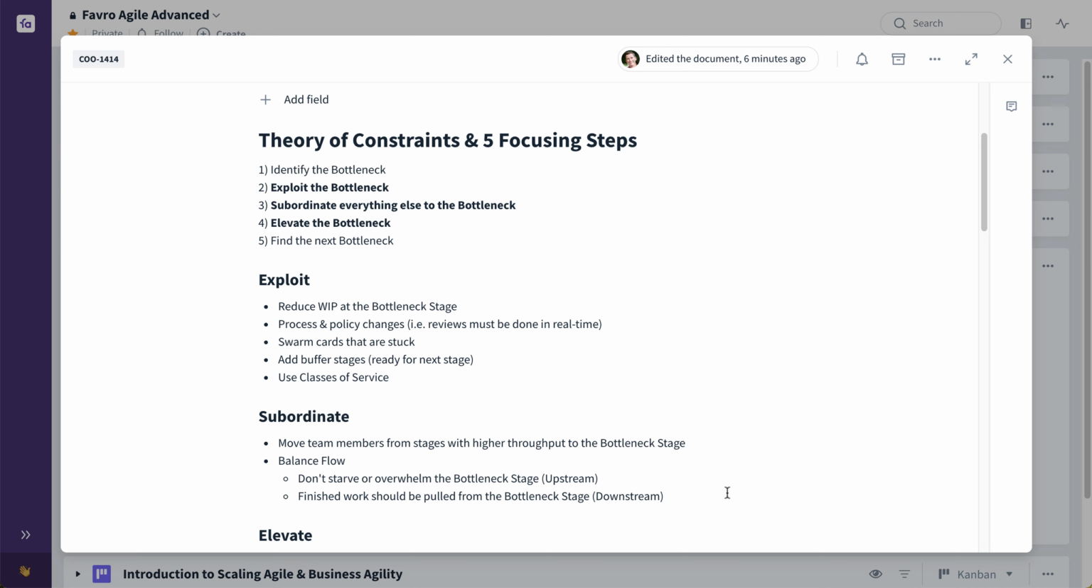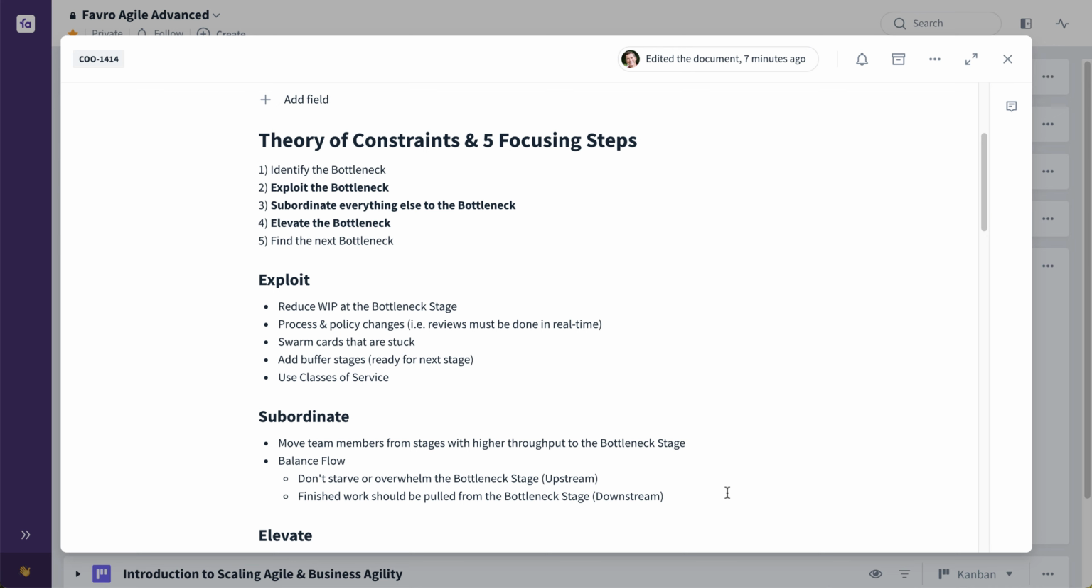So from an upstream perspective, we have to make sure that we're not, one, maybe starving the bottleneck stage, maybe not enough work is coming in there, which could be the case, or we might more typically be overwhelming the bottleneck stage, meaning that the previous stage before the bottleneck stage is producing or finishing cards much faster than the bottleneck stage can keep up.